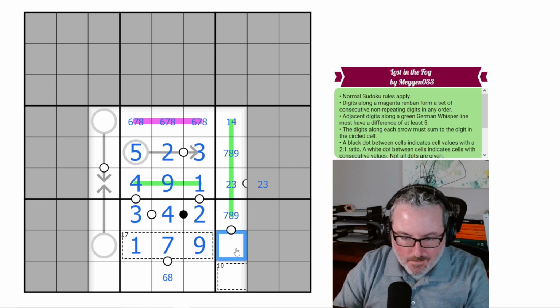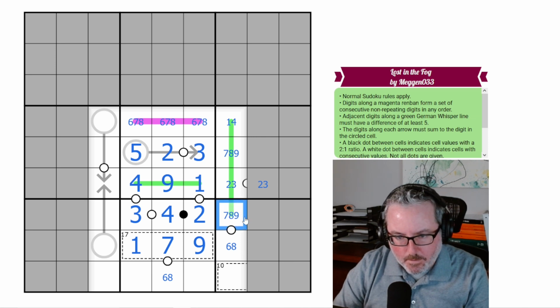This digit here is not super useful. It has to be either 6 or 8, because it has to be adjacent to 7, 8, or 9, so it has to be 6, 7, 8, or 9. We've got 7 and 9 looking at it. Now, we don't quite have a triple or a quadruple here yet.